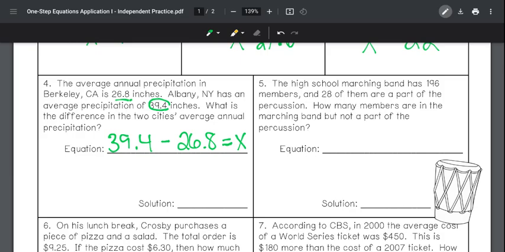Okay, so if I actually solve this like we're supposed to, minus 26.8. Can't do 4 minus 8, so 9 turns into an 8. 4 turns into a 14. 14 minus 8 is 6. 8 minus 6 is 2. 3 minus 2 is 1. So the difference in the two cities' average annual precipitation is 12.6 inches. Make sure you put your label.